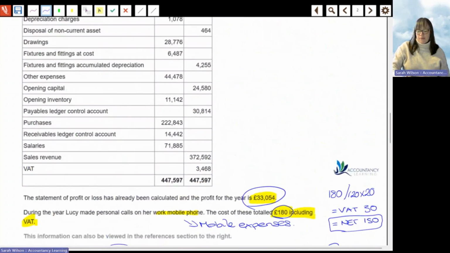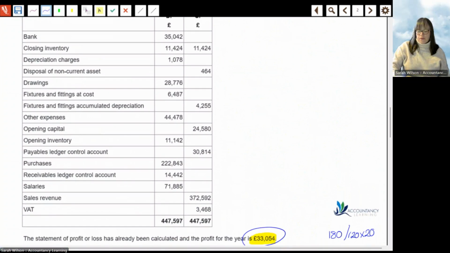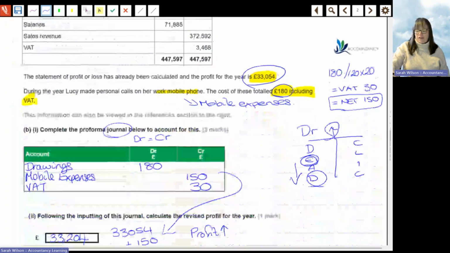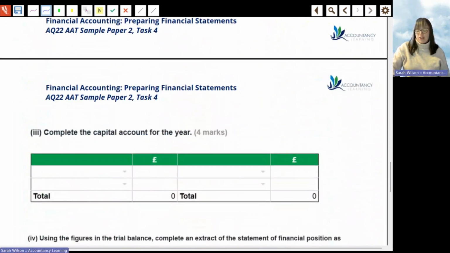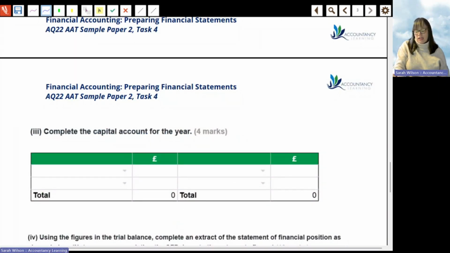So we can take that from our opening capital balance here, 24,580. So again, you will choose from the drop downs in your exam, but there'll be some sort of brought forward balance, opening capital, something like that. It goes on the credit side because with our double entry, the balance of capital will be on the credit side as a liability, type liability for the company.